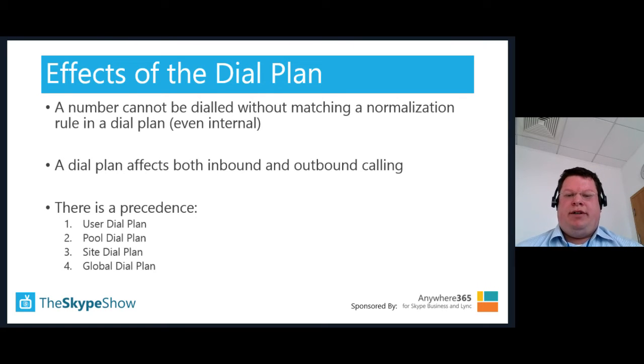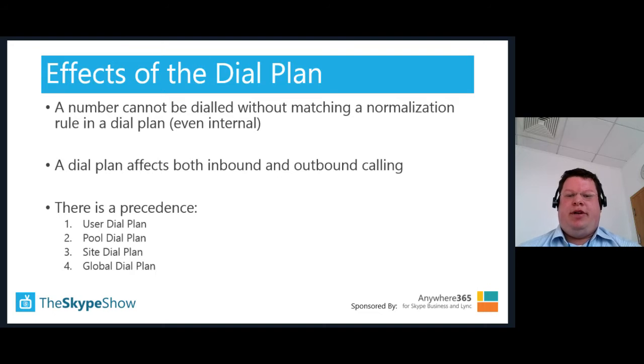As I said before, the dial plan affects both internal and external calls, so inbound and outbound. So if a number is presented to the Skype mediation server and it's not in E164 format, and you haven't got a normalization rule to match, it's going to refuse the call. So you need to have the dial plans to match both ends.